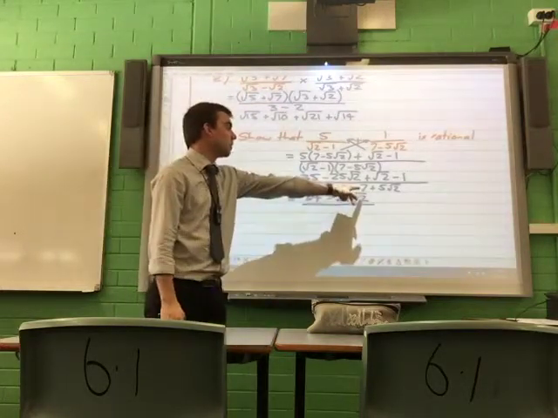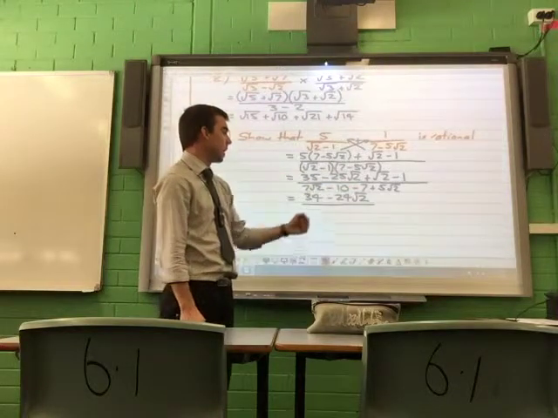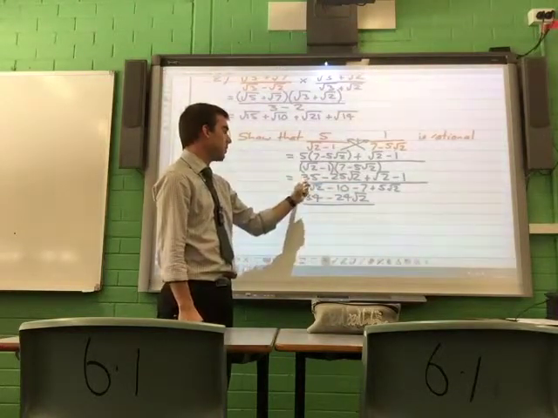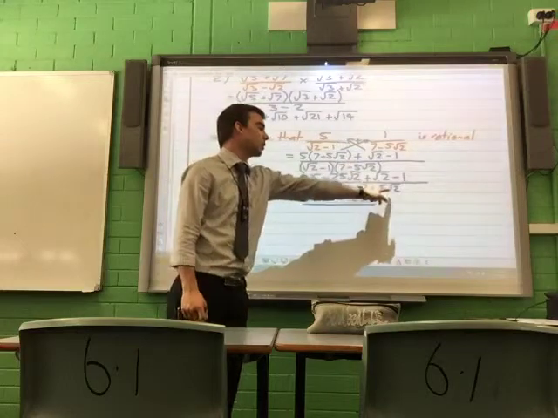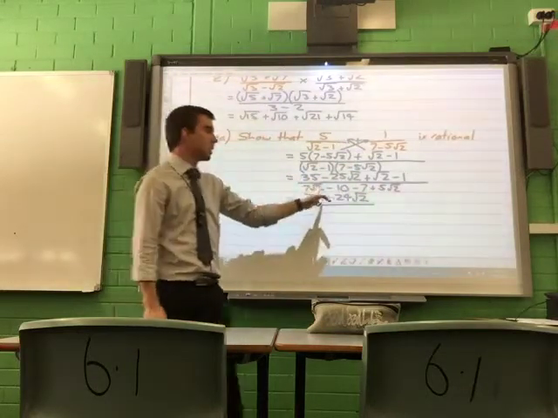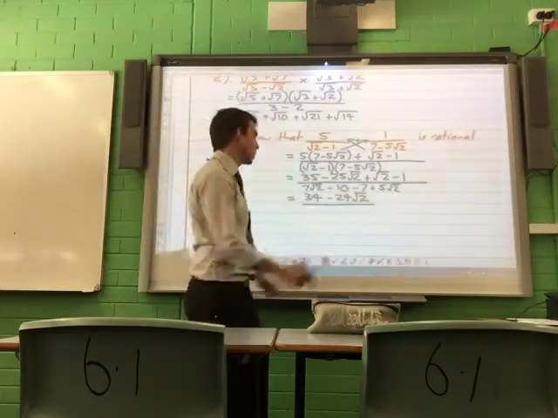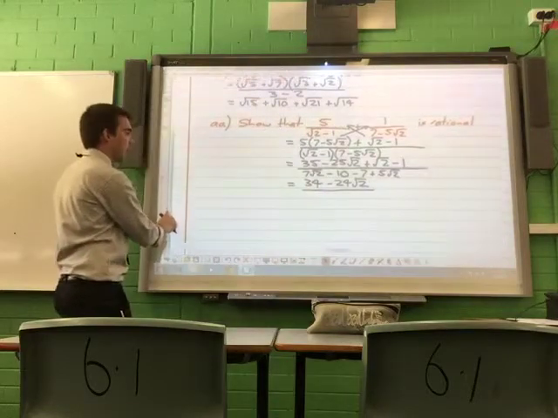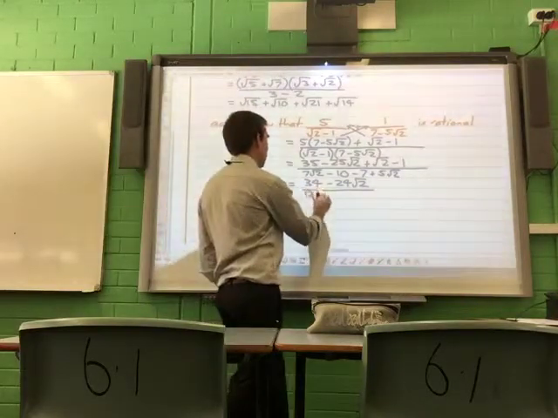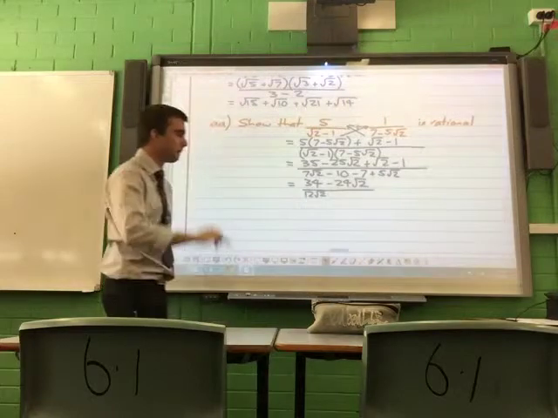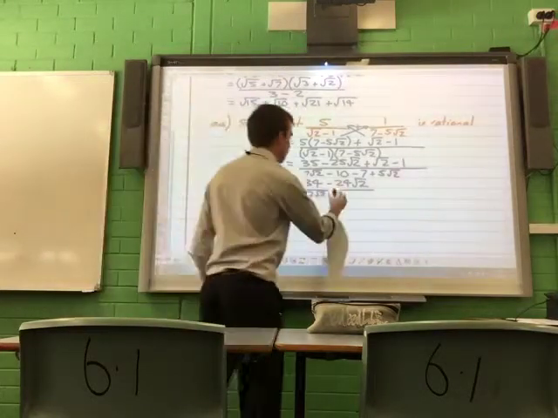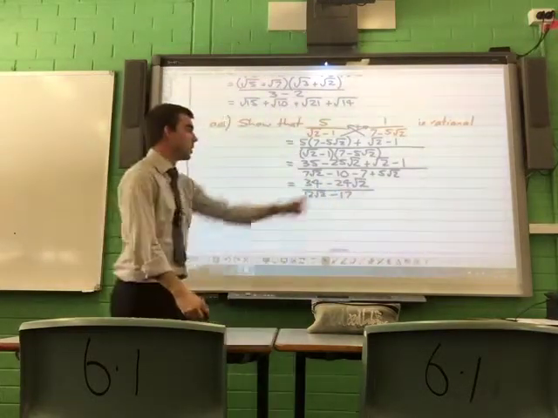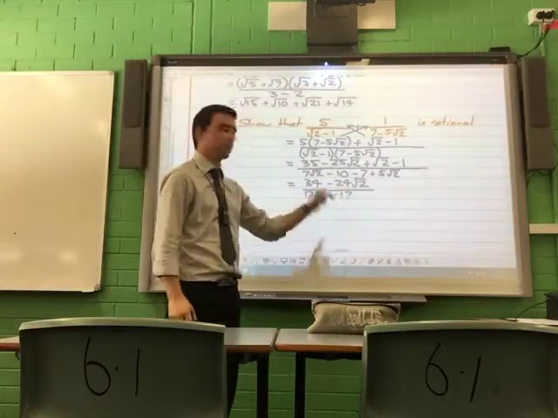So negative 10, negative 7, negative 17. However, I'm going to leave the positive term. So 7 root 2 plus 5 root 2. 7x plus 5x, 12x, which is 12 root 2. Take away negative 10, take away 7. Negative 17.